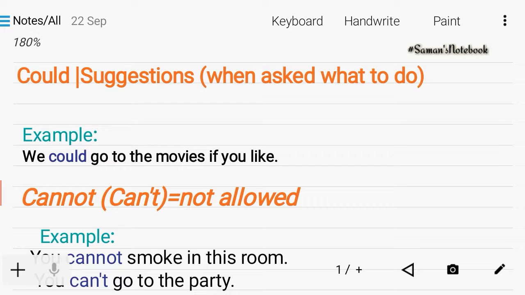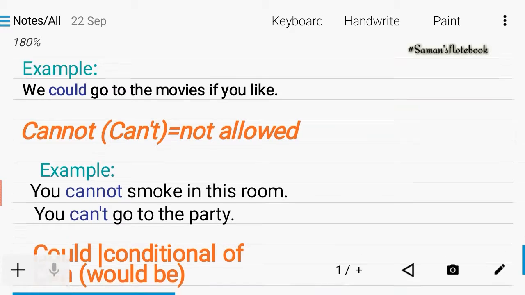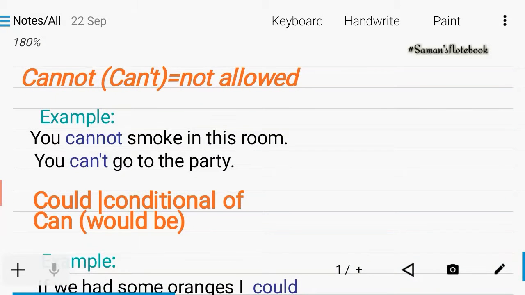The meaning of cannot or can't means not allowed. For example, you cannot smoke in this room. So here in this example, smoking in this room is not allowed. Example 2, you can't go to the party. Here, going to the party is not allowed.